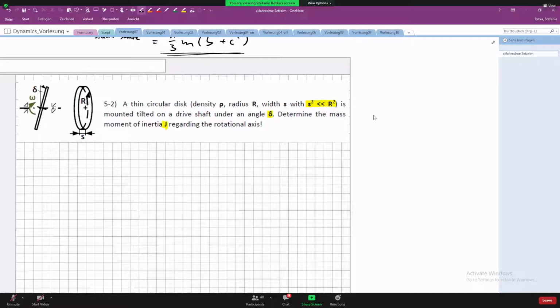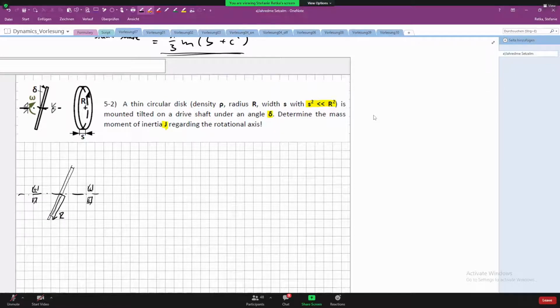Now, let's draw the system. This is our axis of rotation, and this is the support. I'll just increase this a little bit, and this is our disk. This is the radius.